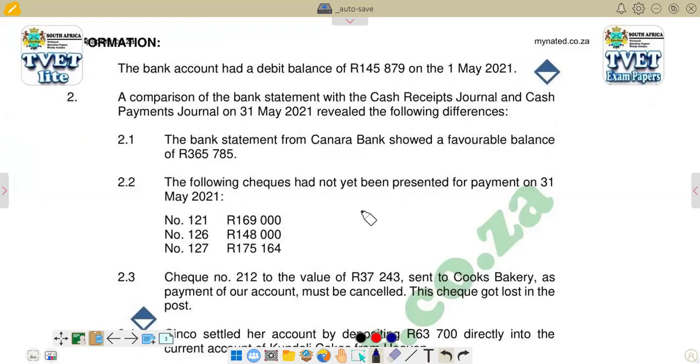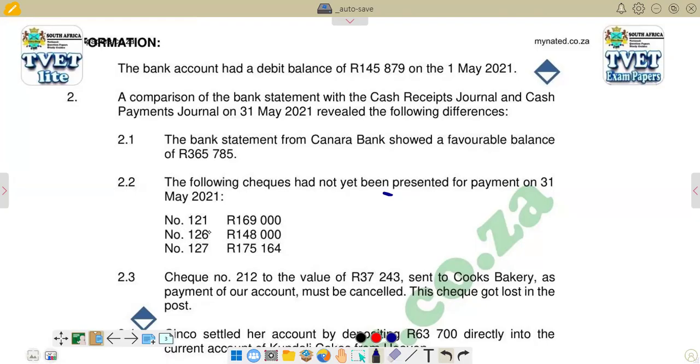Then 2.2, the following checks had not yet been presented for payment on 31 May 2021. What does it mean? It means these checks appear in the journals, but on the bank statement, they are not yet presented, which means they are not yet there. But obviously, they are going to reach the bank. They are on the way. So they are not yet processed. Since they are not yet presented, we put them on the debit side of the bank reconciliation statement.